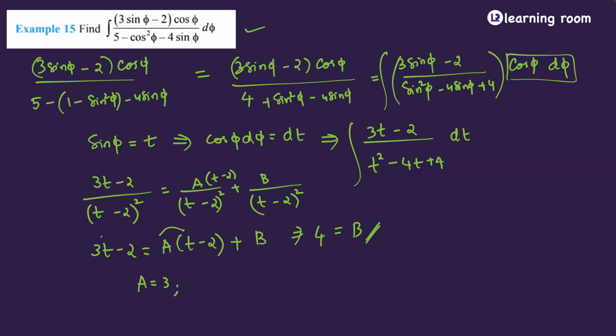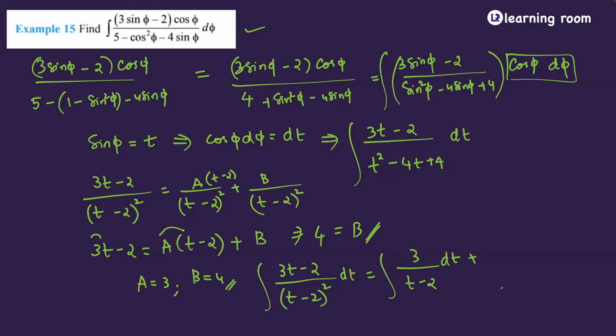I hope you understood. a into t is equal to 3t, so a is equal to 3 and b is equal to 4. Since you know the values, substitute them there. So the integral of (3t minus 2) divided by (t minus 2) the whole square dt can be written as the integral of a by (t minus 2), which is 3 divided by (t minus 2) dt, plus the integral of b by (t minus 2) the whole square, which is 4 divided by (t minus 2) the whole square dt.